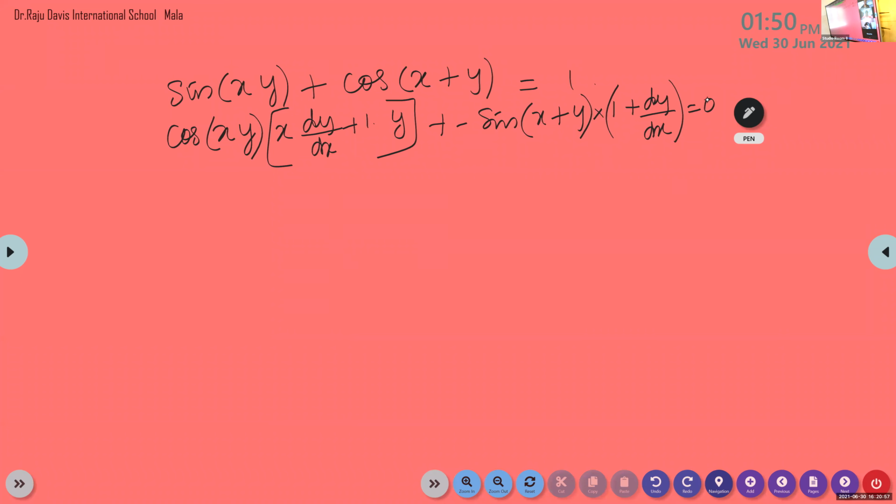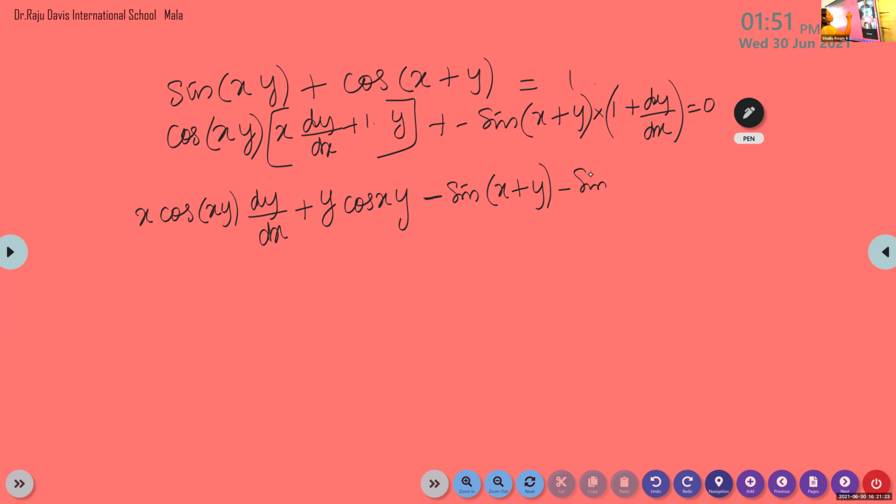I am opening the bracket, children. I am using the distributivity. So x cos of xy dy by dx plus 1 into y is y cos of xy. Again plus into minus, it is minus. Again I am opening the bracket, I am multiplying. So minus sine of x plus y, minus sine of x plus y into dy by dx equal to 0.